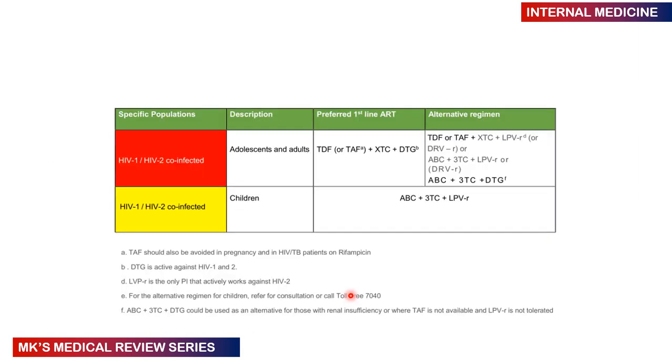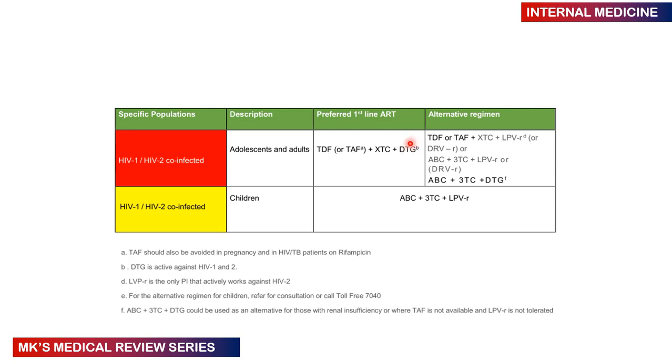Now, what are the drugs that we use in HIV type 1 and type 2 co-infection in adults and adolescents? The first line is still the same. So TDF or TAF. Remember that TAF should be used in those patients that are on rifampicin and have TB, and those patients that are pregnant. Then, of course, TAF should be used in patients that have a creatinine clearance between 30 and 50. Otherwise, if it's greater than 50, TDF can be used, with XTC and dolutegravir. And dolutegravir is effective against both HIV type 1 and type 2.